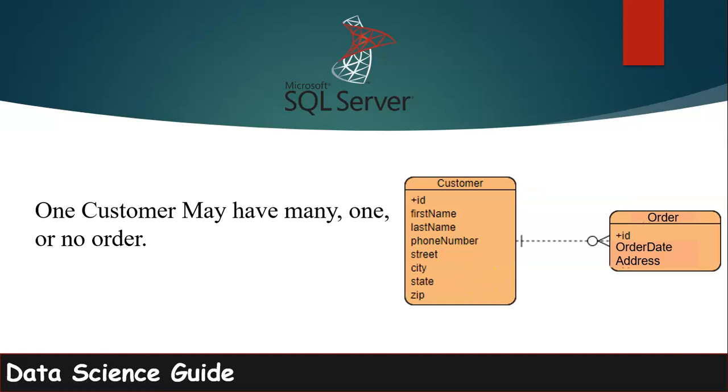So this is an example of customer and order. What is the relationship between a customer and an order? One customer may have many orders, or one order, or no order at all. So if you look at the side that connects customer to order, you can see a crow's foot. Crow's foot means many, and the circle means none or no order. So a circle with this crow's foot means this customer might have zero orders, one order, or many orders.